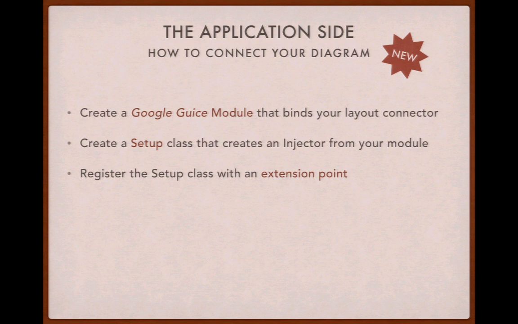Currently this one is registered with an extension point, so the ELK infrastructure knows where to look up available implementations when this invoke layout method is called. I will show an example of such an integration.